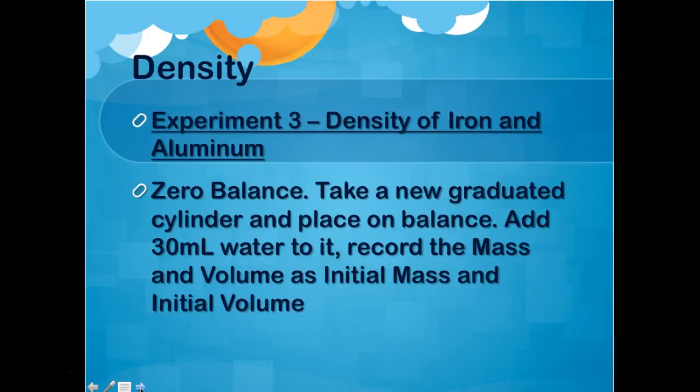In experiment 3, you're going to again zero the balance, take a fresh graduated cylinder, put it on the balance, and add 30 mils of water to it. So if the empty cylinder weighed 54 grams, if you add 30 mils of water, now this cylinder should weigh about 84 grams. 30 plus 54, so about 84 grams. So the initial volume, you will record as being 30 mils. The initial mass is going to be the 84 grams.